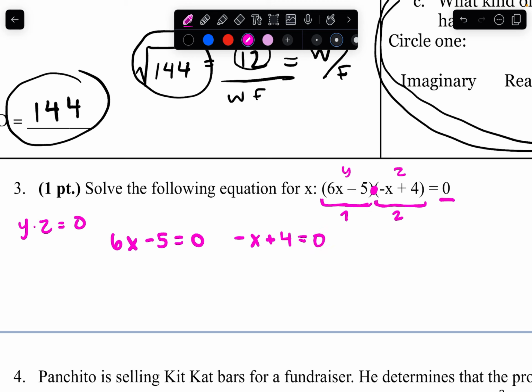The opposite of subtracting by 5 is to add 5. The opposite of multiplying x by 6 is to divide it by 6. So x is equal to 5 over 6. Same thing here. We have negative x is equal to negative 4.